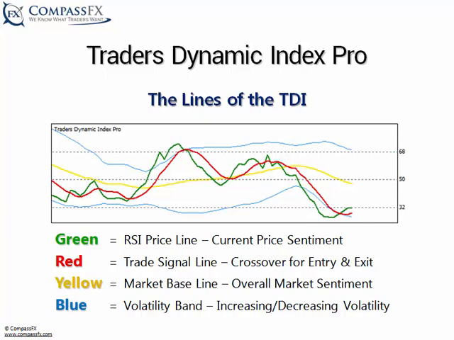The green line, known as the RSI price line, represents current price sentiment. The red line, known as the trade signal line, represents areas to enter and exit a trade when the green line crosses over it. The yellow line, known as the market baseline, represents overall market sentiment, the prevailing sentiment of traders in the market. The blue lines work in concert as the volatility band. The band represents increasing and decreasing volatility in the market.